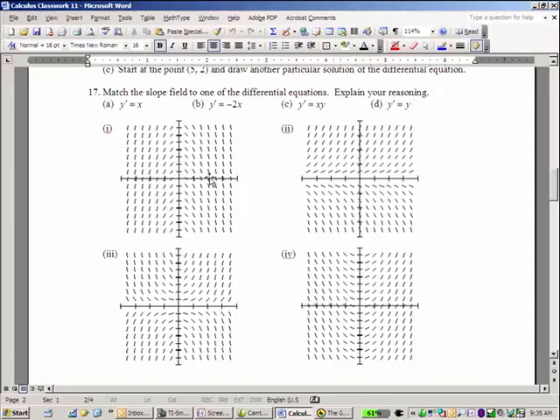So here we have a bunch of slope fields and a bunch of differential equations in 17. We want to try to figure out which slope field matches which equation. Now, we could, with the slope field program, just enter it in and get a picture out, and we'd be able to match it, right? I want to show you that there are ways of doing it without using your calculator.